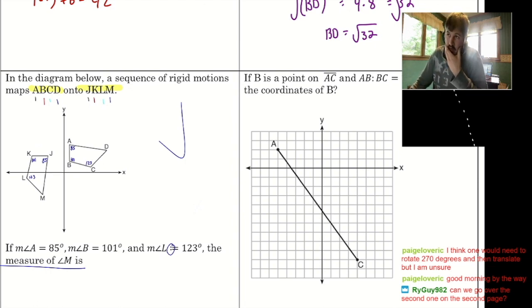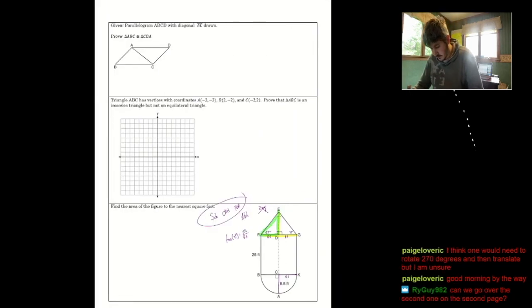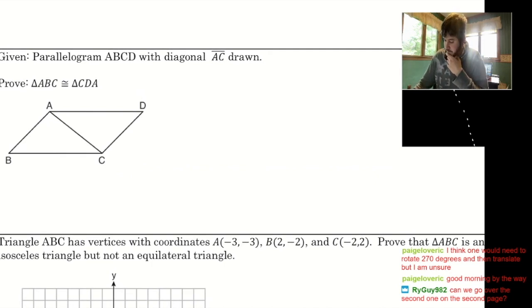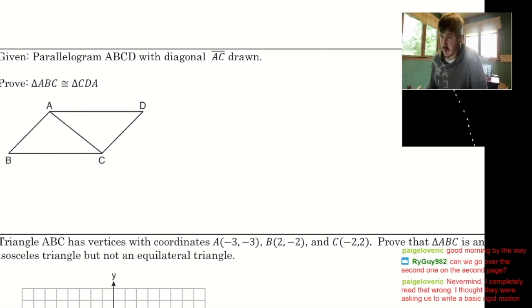Yes, we can go over the second one. I think Paige just had another question on the proof. All right, let me go to the proof. Parallelogram. Prove that the triangles are congruent. Oh, there's a ton of ways you can do this. You asked if you could do the reflexive property. Absolutely. If you're proving those two triangles, I think that's what I would do first.